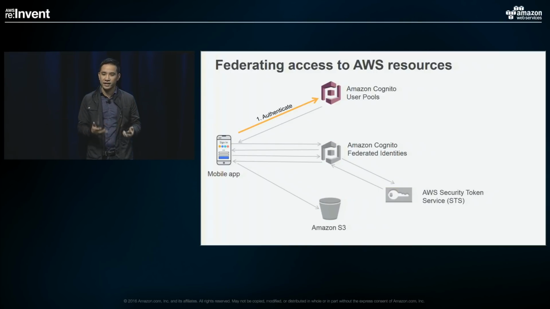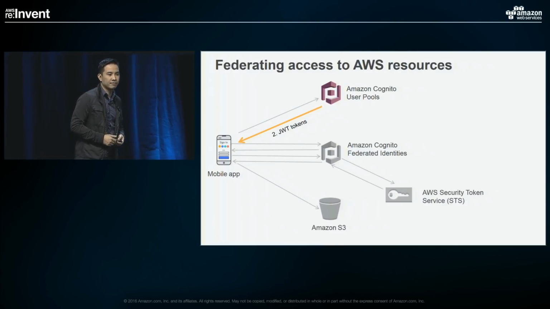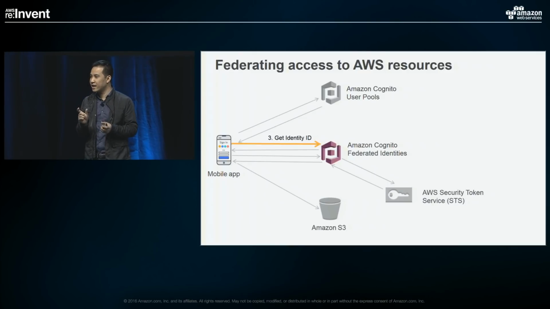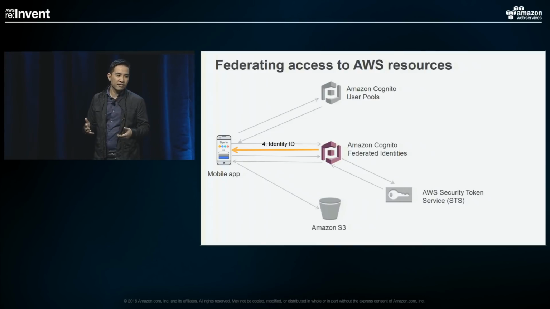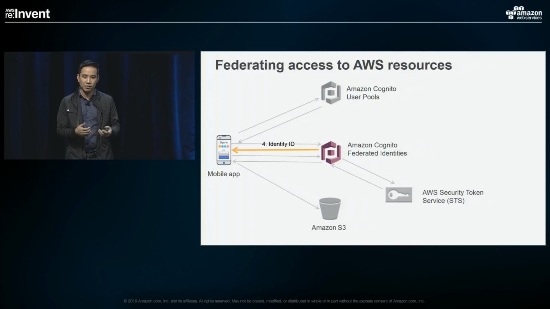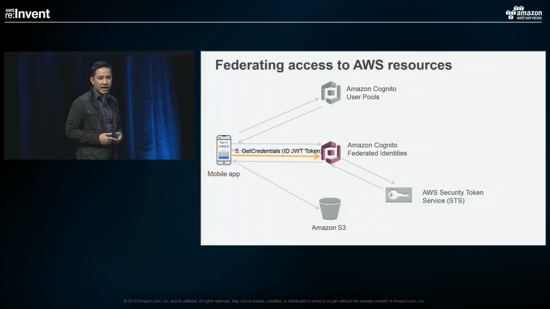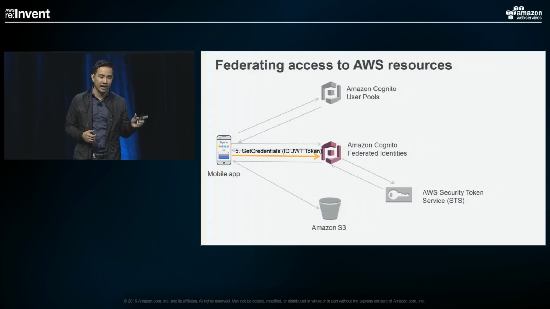Your user authenticates against Cognito user pools, gets back those 3 JWT tokens. Then it makes a call to Cognito Federated Identity, passing in that identity token. It'll get back a unique identity ID corresponding to that user. It makes one more call to ask for AWS credentials, passing in the identity ID that it got earlier, along with the identity token that it got from Cognito user pools.